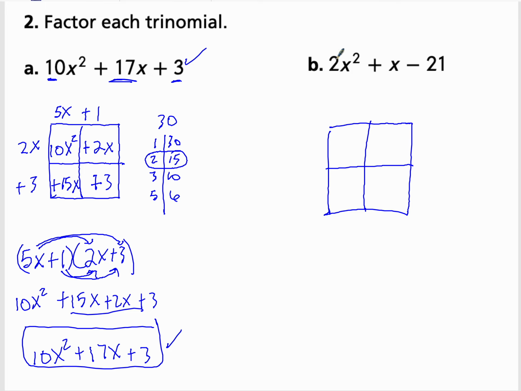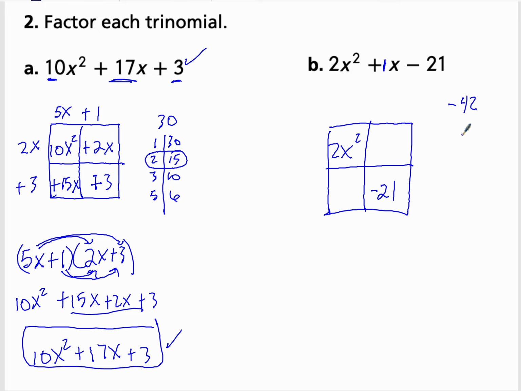I've got my A term and my C term. So I multiply those two. I put those in the boxes first, I guess. 2x squared. Then I've got a minus 21. So 2 times negative 21 is negative 42. So I need the factors of negative 42. Two numbers that multiply to negative 42 and add to positive 1, since B here is 1. There's a 1 in front of that x.